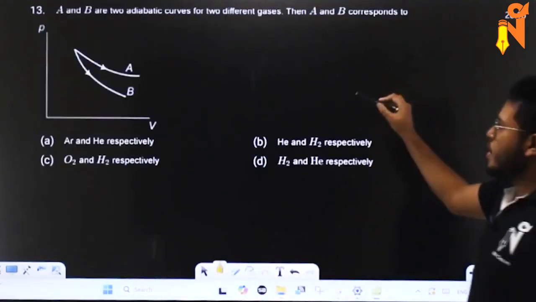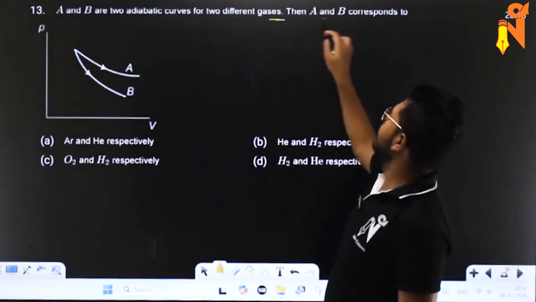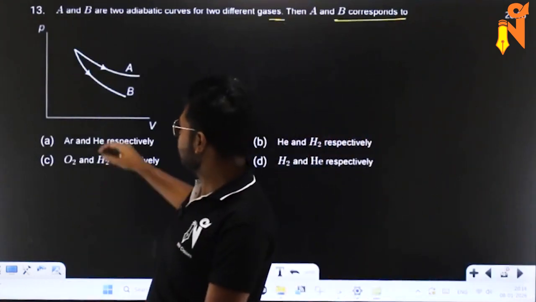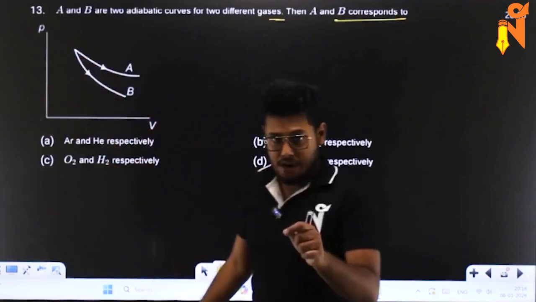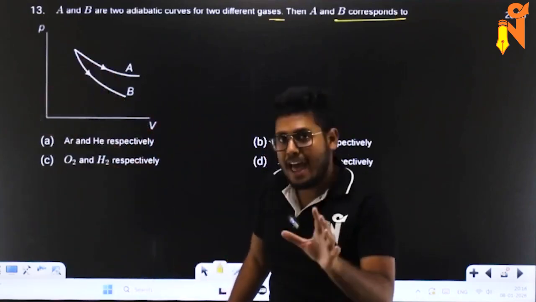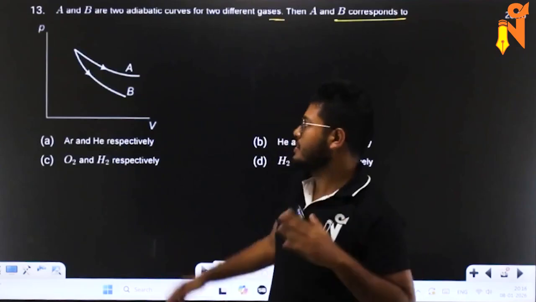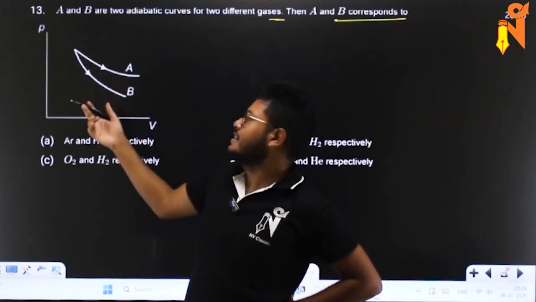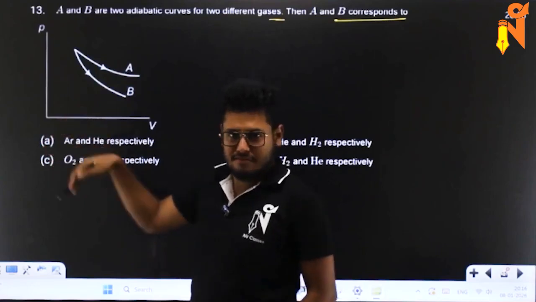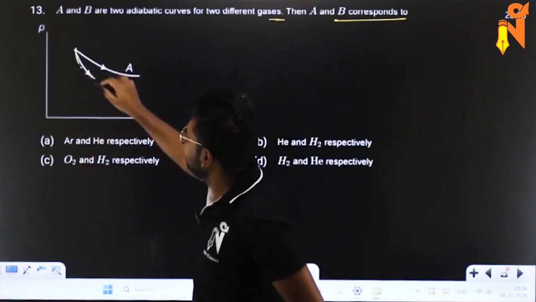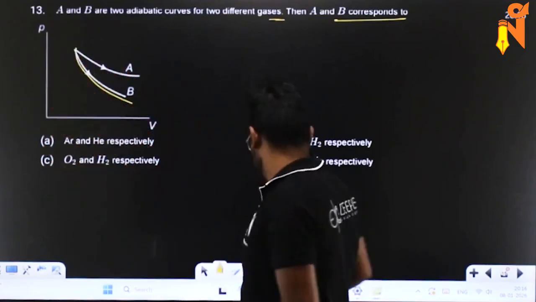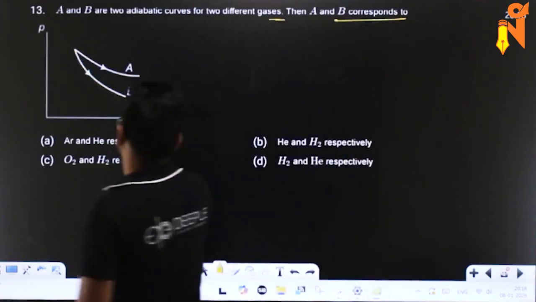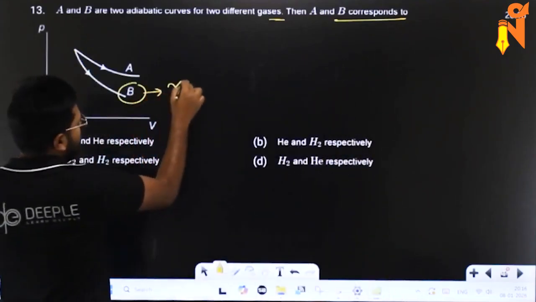A and B are two adiabatic curves for two different gases. Then A and B correspond to. Now here we all have the information that the one with higher gamma will have more slant, you understand that, right? That will be more tilted, or very sharply tilted. Okay, let's go with that. So simple story, B has more gamma.